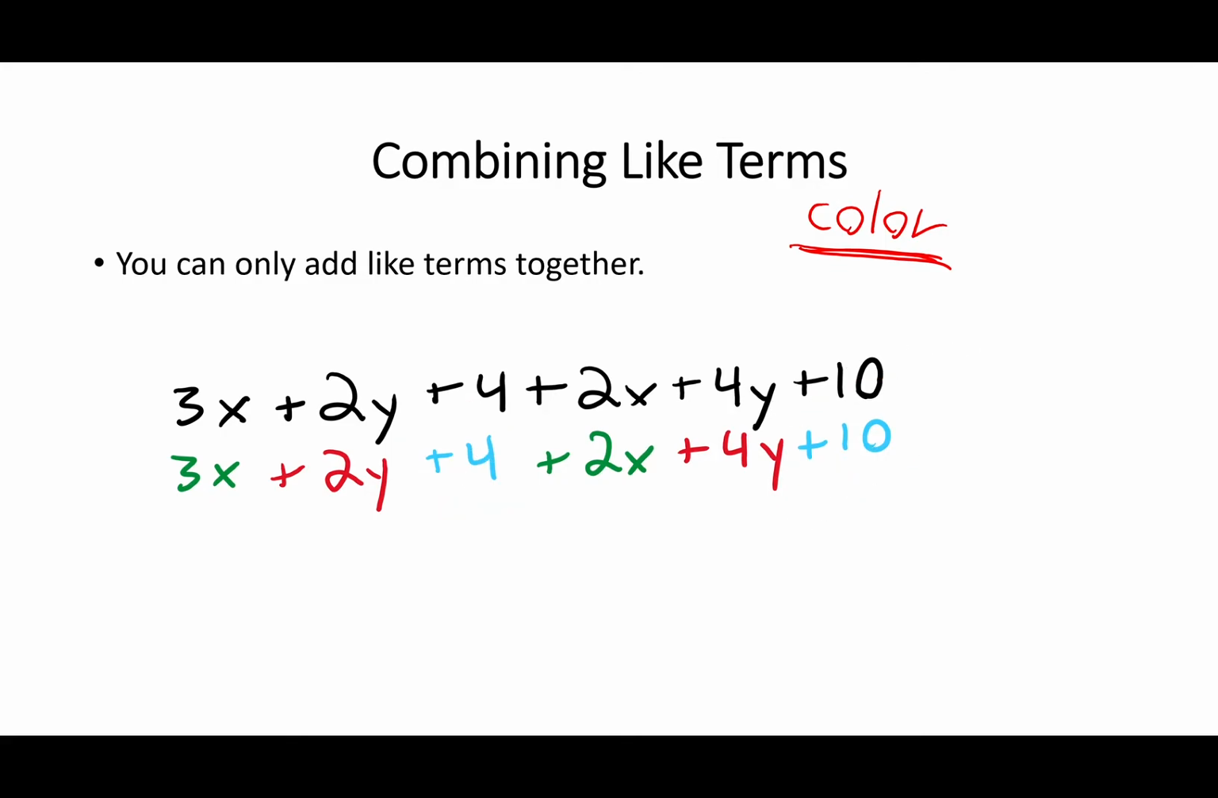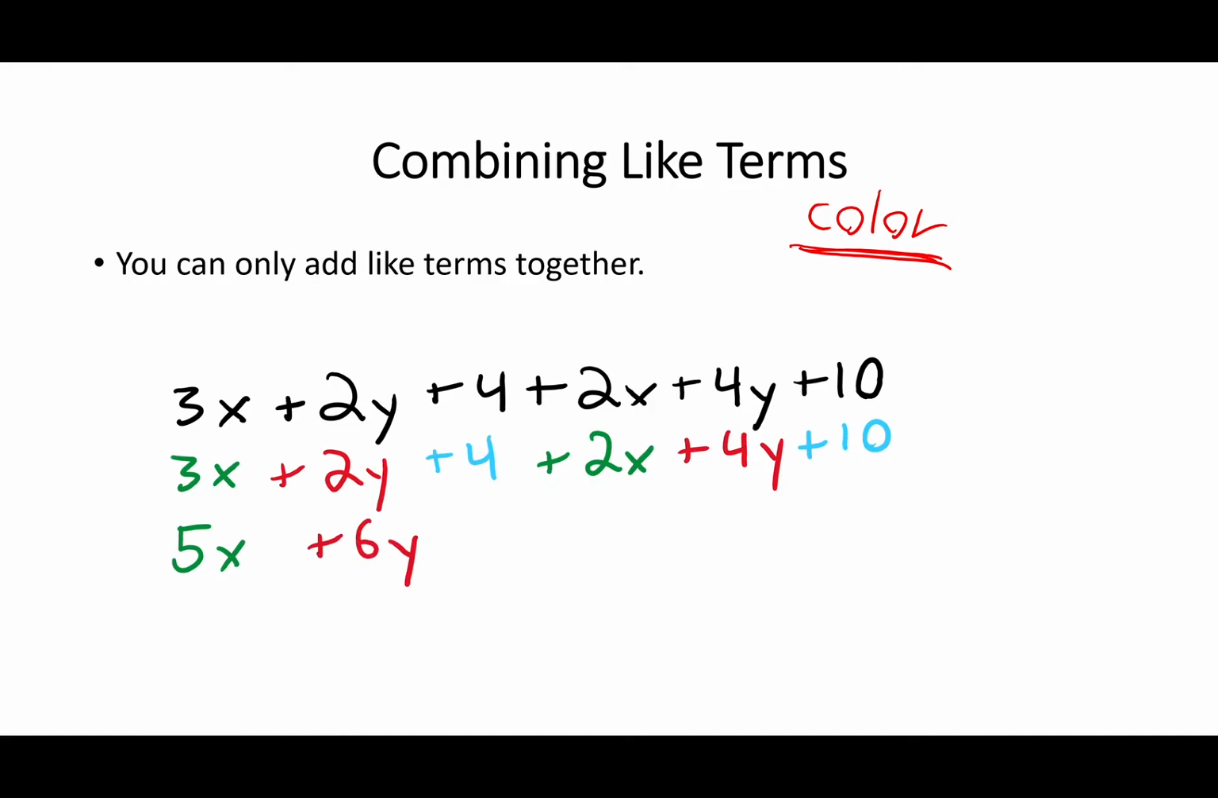If you are using color, it becomes so much simpler to visualize. Obviously, you already know this from the title. You can only add like terms, right? Well, go figure. The ones that are green are like terms. You can add your 3x plus your 2x. They both have x's. That's going to give you 5x. You can also add your reds together, your 2y and your 4y. They both have y's. Add them together, you get plus 6y.